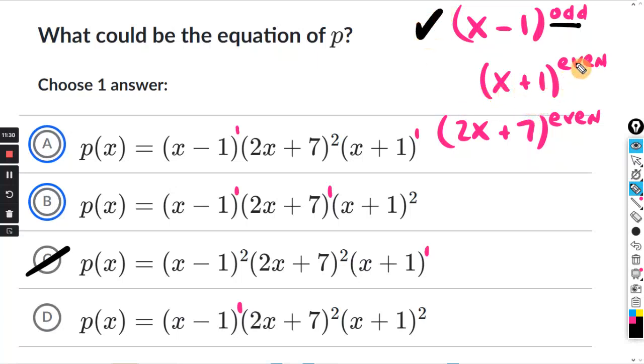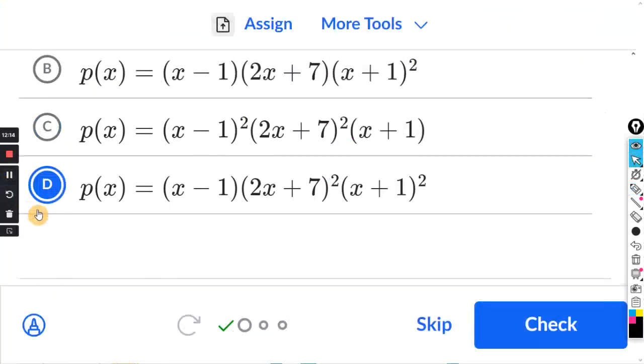Moving on. x plus 1 has to be even. x plus 1 right here, that's odd. No good. x plus 1 is even. x plus 1 is even. Finally, 2x plus 7 has to be even. We already eliminated A and C. 2x plus 7 is odd right here. The exponent is odd. Has to be even. 2x plus 7, the exponent is even. That one checks out. And it is clearly answer D. Odd, even, even on the exponents. Answer D.